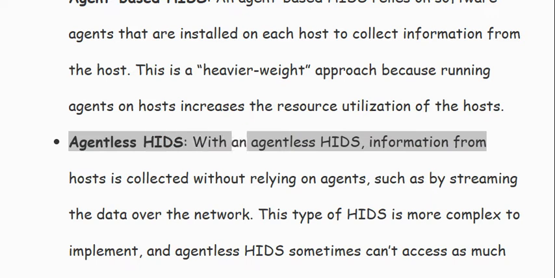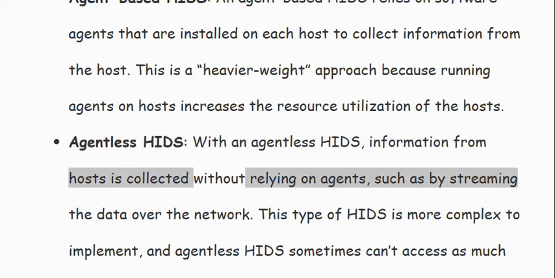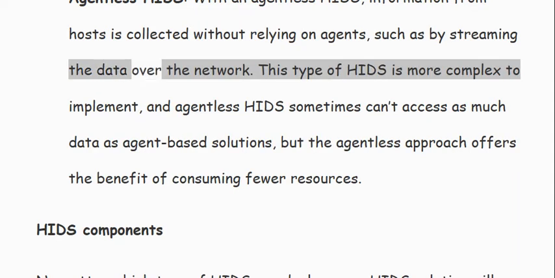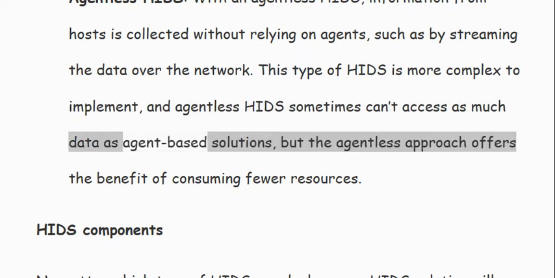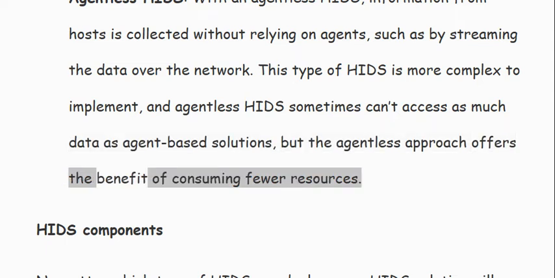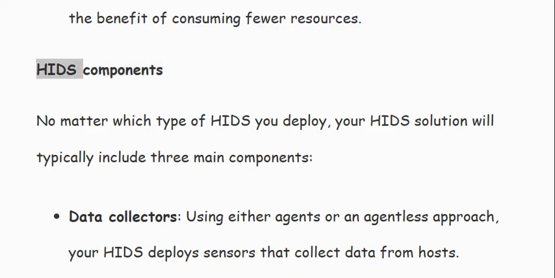Agentless HIDS. With an agentless HIDS, information from hosts is collected without relying on agents, such as by streaming the data over the network. This type of HIDS is more complex to implement, and agentless HIDS sometimes can't access as much data as agent-based solutions, but the agentless approach offers the benefit of consuming fewer resources.